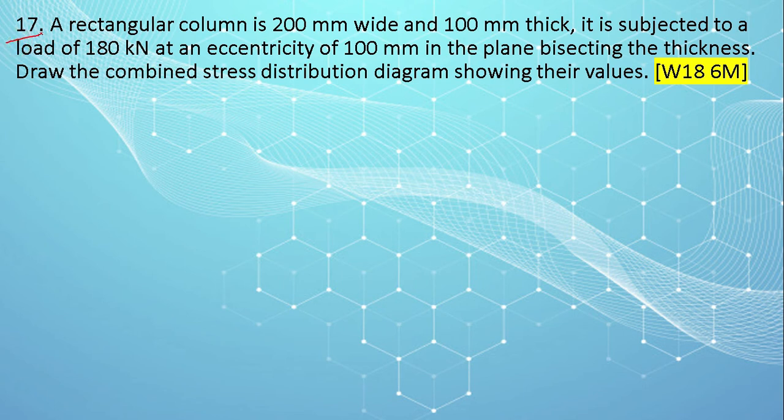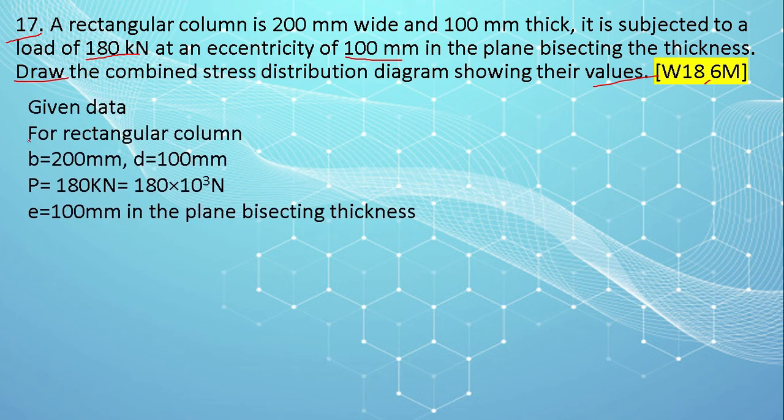Problem number 17. A rectangular column is 200 mm wide, 100 mm thick. It is subjected to a load of 180 kilonewton at an eccentricity of 100 mm in a plane bisecting the thickness. Draw combined stress distribution diagram showing their values. This question is from winter 18 paper. This was for 6 marks.